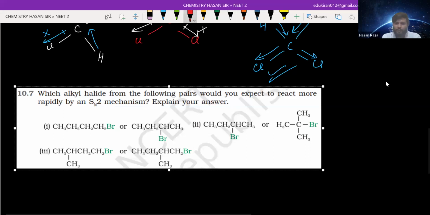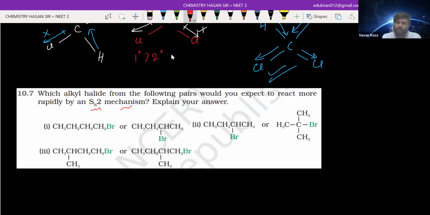Which alkyl halides from the following pairs would you expect to react more rapidly by an SN2 mechanism? If you're going to write the reactivity series for SN2, it is 1 degree, 2 degree, 3 degree. This is your 1 degree, this is your 2 degree, so this will be the fastest for SN2. If you are going for SN1, it will be 3 degree, 2 degree, 1 degree.